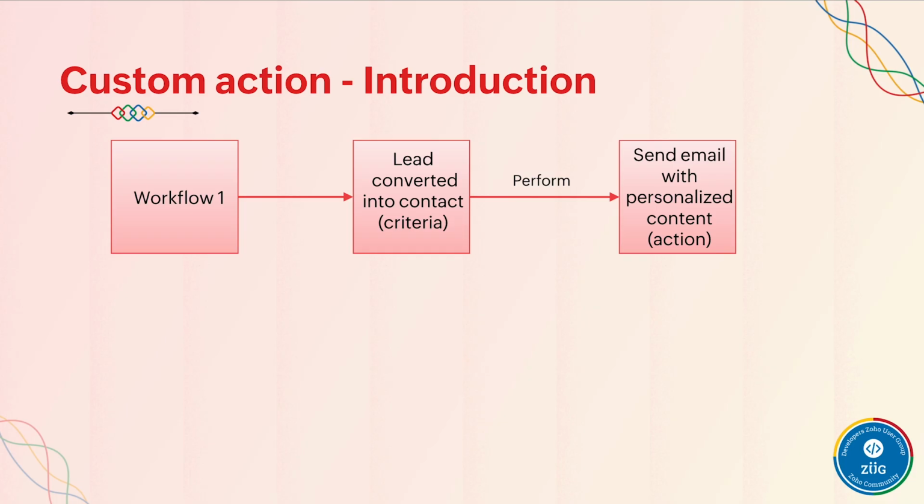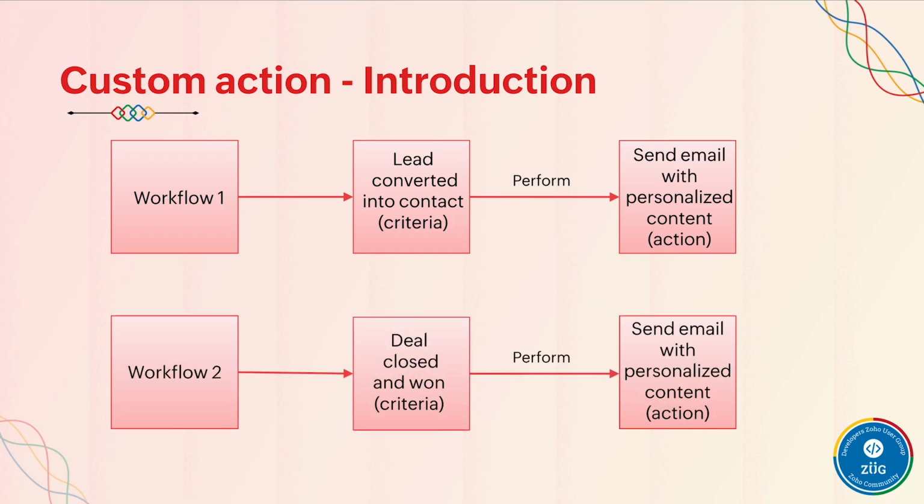So you want another email to be sent out when a deal is successfully closed and won with a contact. In that case, you can define another workflow where you specify the criteria as the deal being closed and won. The action performed here is again sending out an email, but the content of the email is going to be specific to this particular criteria.